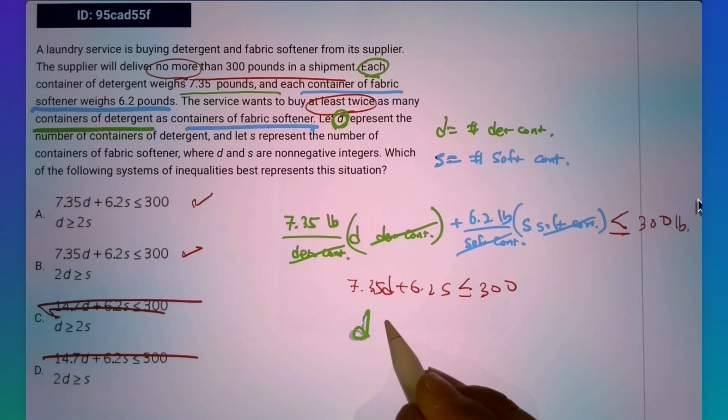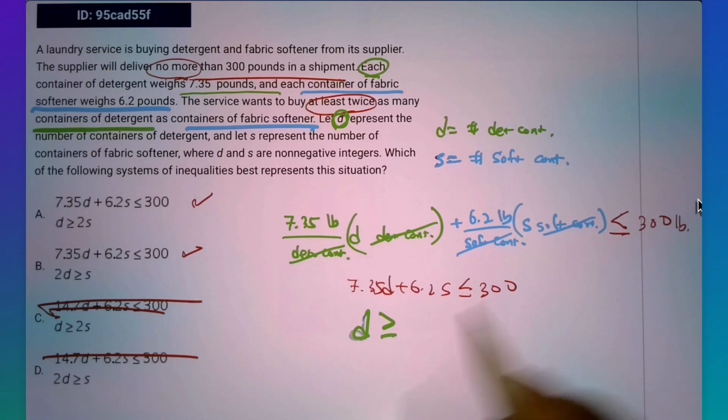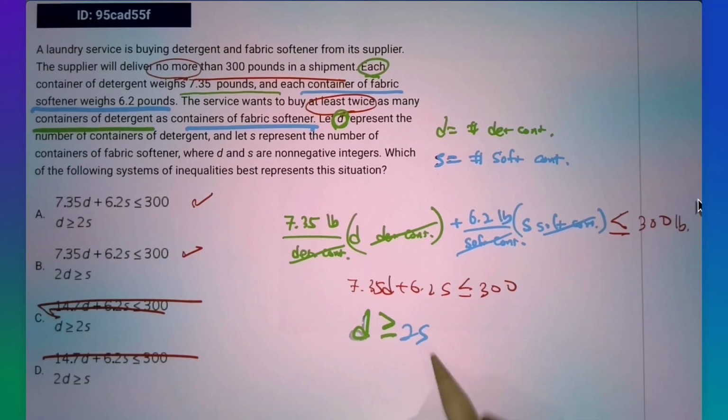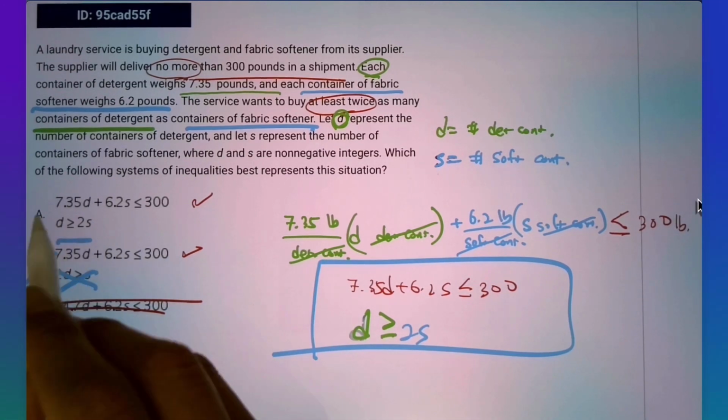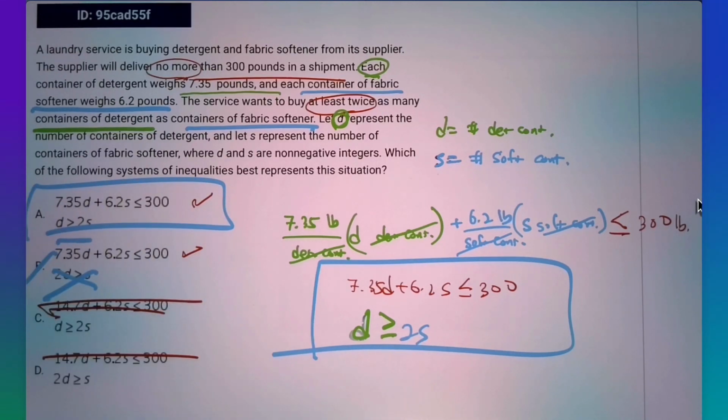So it's at least twice. If it didn't say at least, then we could say equal. But it's at least, so you can have 3 times as much, 4 times. So greater than or equal to, which one? 2S. Softener. Okay, so detergent is more than double the number of softener containers. So D greater than or equal to 2S, we need this, and that works. This doesn't work. So the correct answer is A.